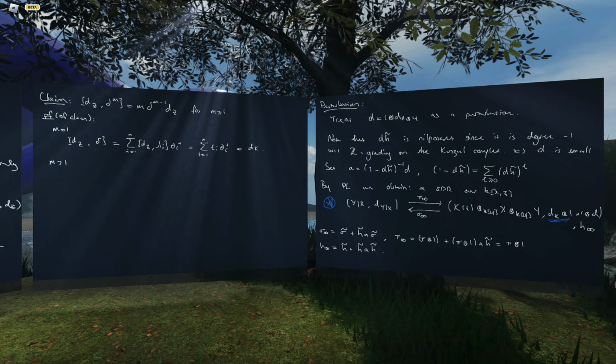So for m greater than 1, first note we can write this, so this should be m, yep. So this sum we can split up like so.